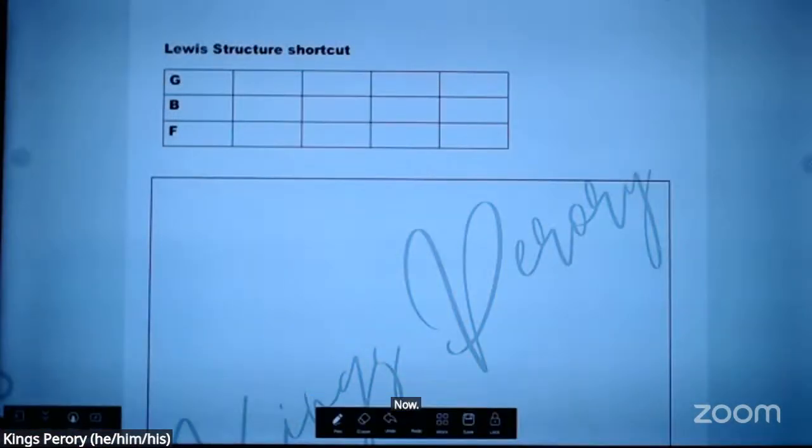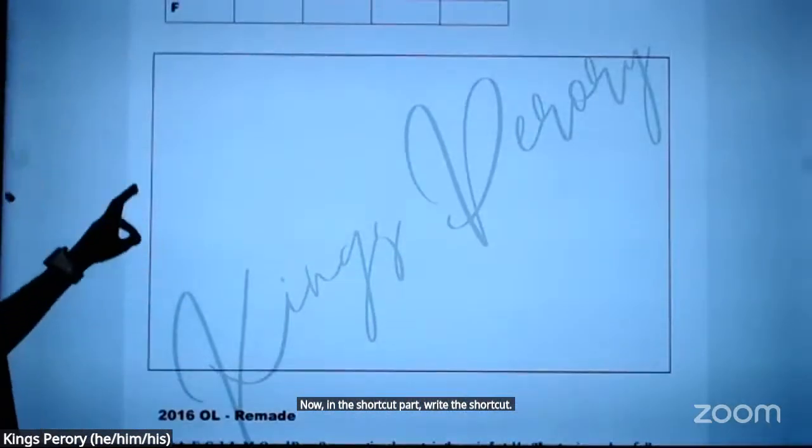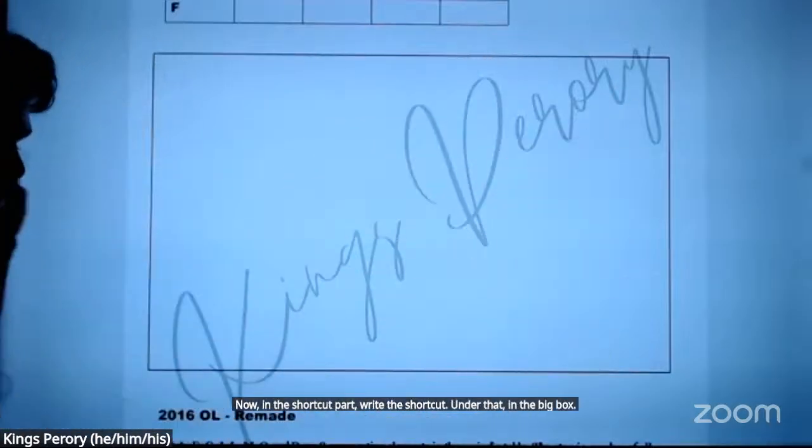Now, in the shortcut part, write the shortcut. Under that, in the big box, I want you all to draw all those structures.